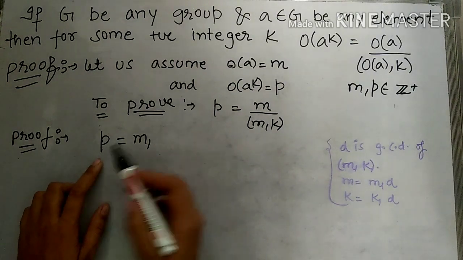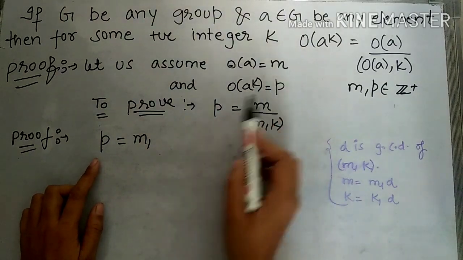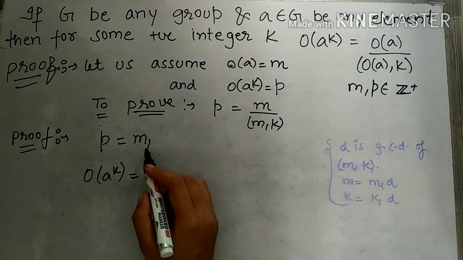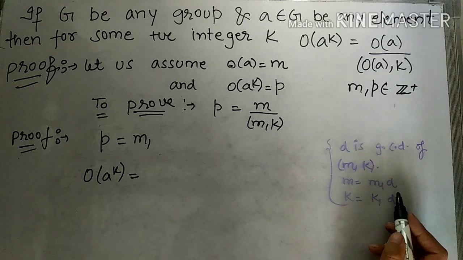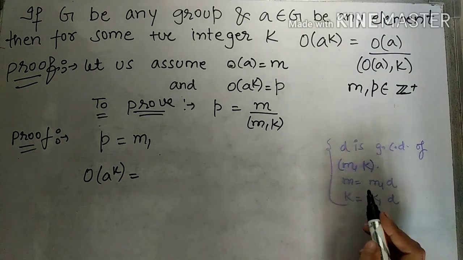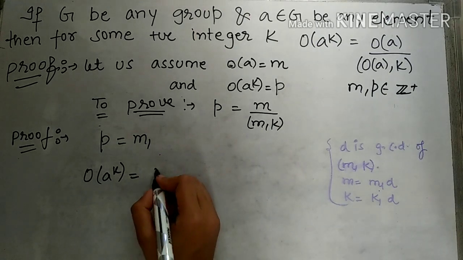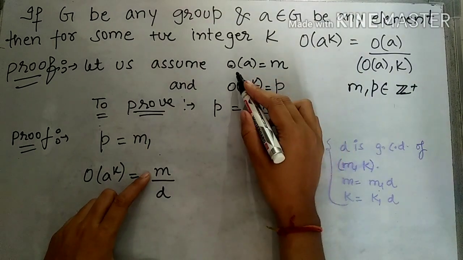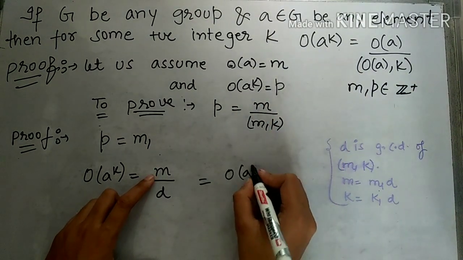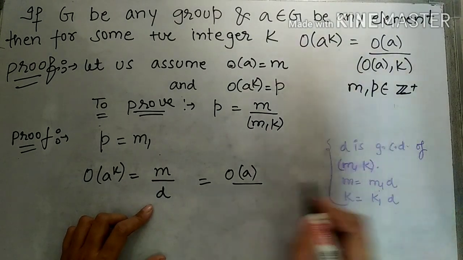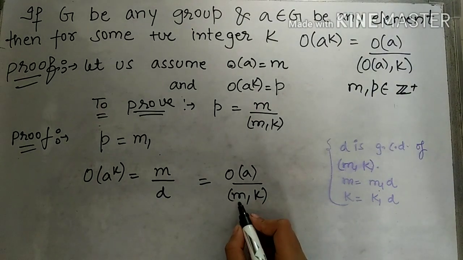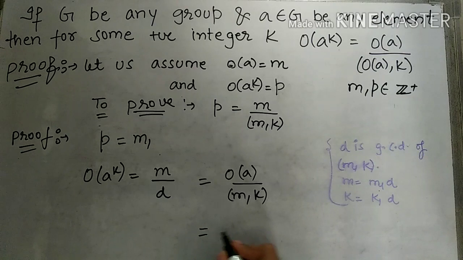So check the values of p and m1. What was p? p was nothing but the order of a^k. So put the value of p here, and we get the order of a raised to power k is equal to m1. We know m is equal to m1 into d. So m1 will be equal to m by d. So put the value of m1 from here. We get m1 is equal to m by d. And we know m was nothing but the order of a, so put the value of m here, we get the order of a. And d was nothing but the GCD of m and k, so put the value of d here, that is GCD of m and k. Again put the value of m here, that is the order of a, then it will be equal to the order of a by GCD of the order of a and k.